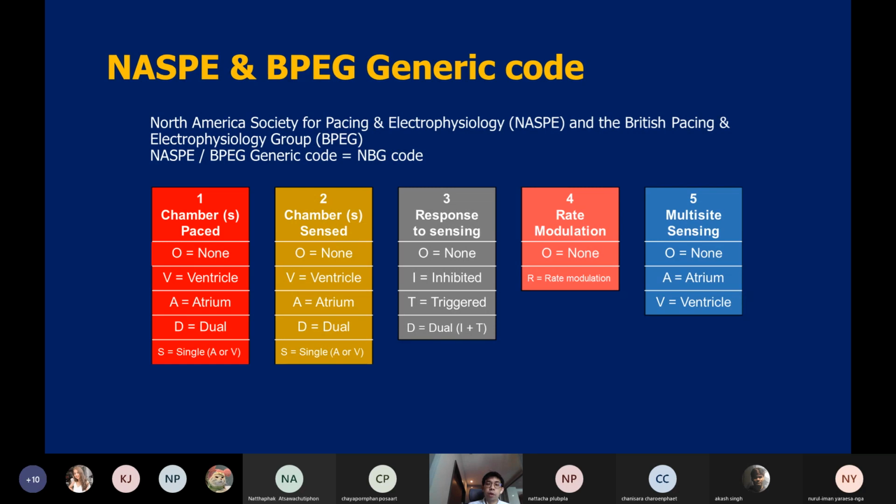the third letter is the response to sensing. This describes the action of the pacemaker: what the pacemaker will do when it senses the intrinsic rhythm. There are 3 letters. The O equals none, I is inhibit, and T is trigger. None is when the pacemaker could sense, but the pacemaker won't do anything to the sensing it sees.